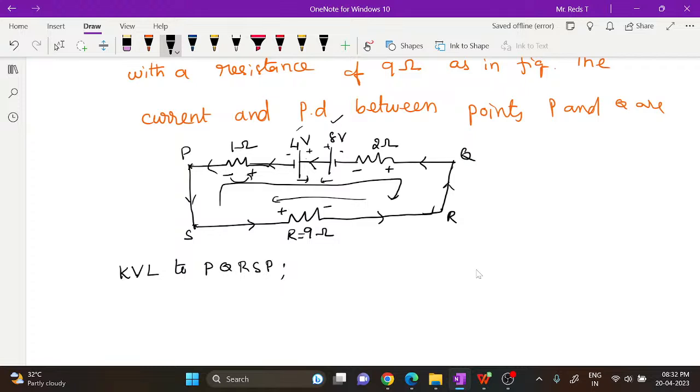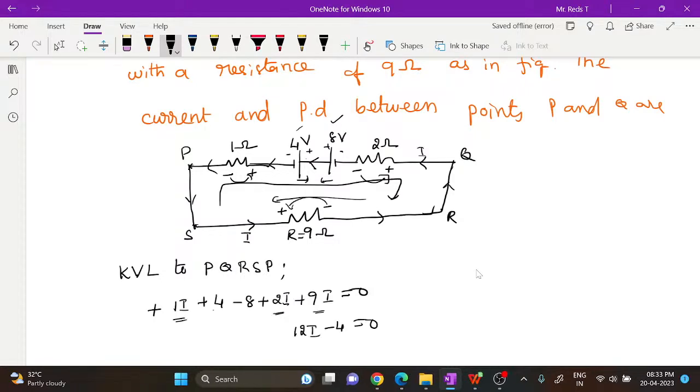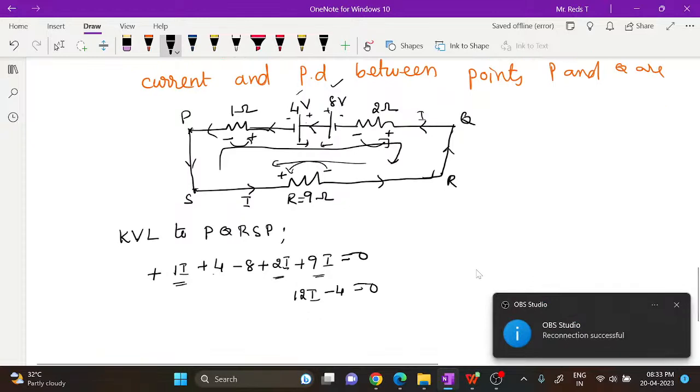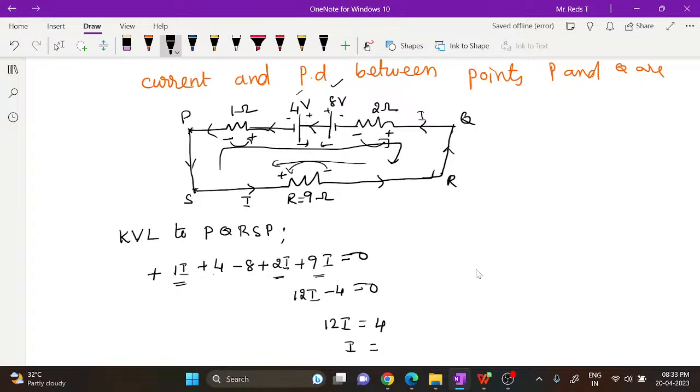So the potential difference is plus IR. We will get 12I is equal to 4, or I is equal to 4 by 12, so 4 threes you can cancel, so it is equal to 1 by 3 ampere. So this gives you the current. From Kirchhoff's voltage law, we have calculated the current. Very good. Now this is the first part.